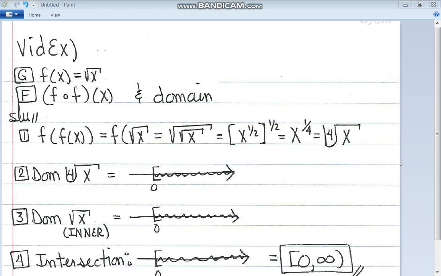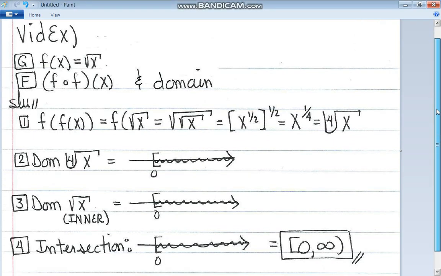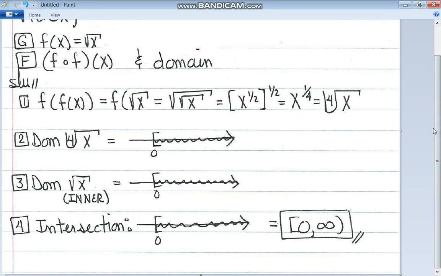Given f of x equals the square root of x, find f composite f of x and its domain. Step 1. Get the formula for f composite f of x.